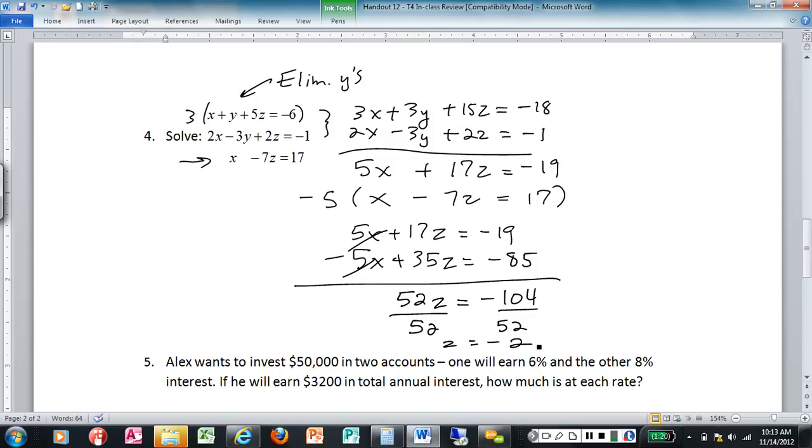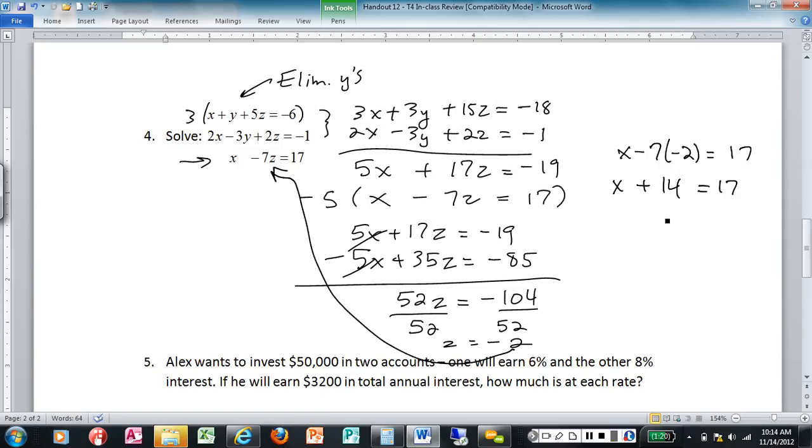Well, if z is negative 2, then I plug the negative 2 in for z back there, so I have x minus negative 7 times negative 2 equals 17. Yeah, I can figure out what x is. That'd be x plus 14 equals 17. Subtract the 14. Got x is 3. Right?